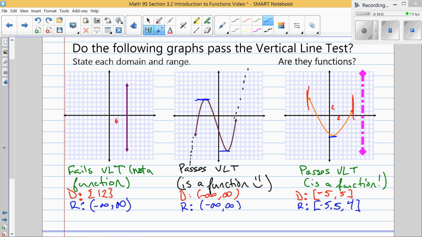So that's using a graph to determine if something's a function and determining domain and range. Just remember, look for the smallest output, smallest input, biggest output, biggest input. Most positive and most negative.